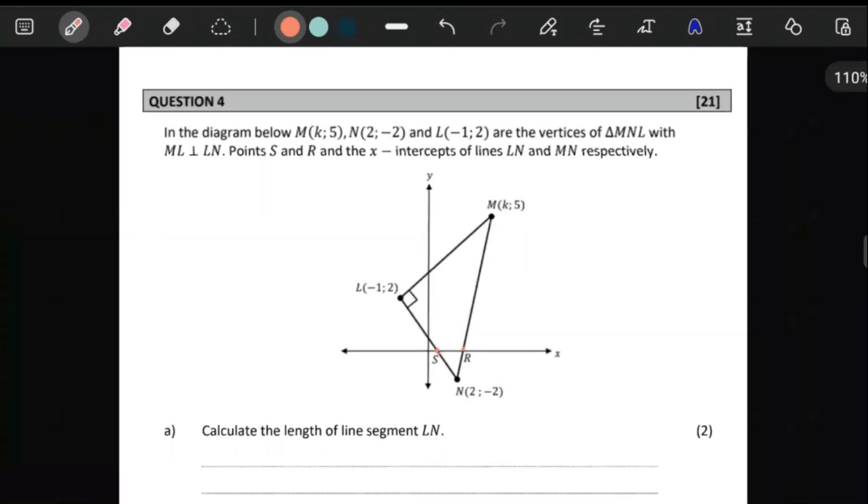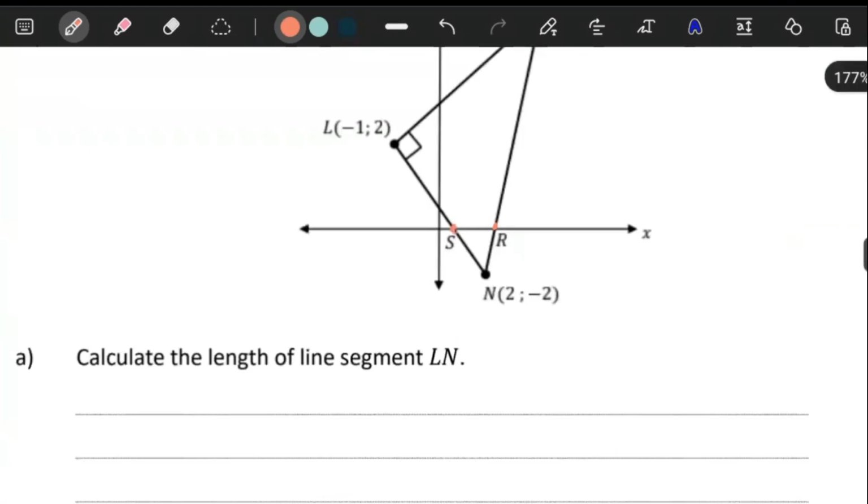And then it says you calculate the length of the line segment LN. LN, the length. You can just use the distance formula, you see. So LN is equal to the distance formula, right? We can say 2 minus negative 2, squared, plus negative 1 minus 2, squared.